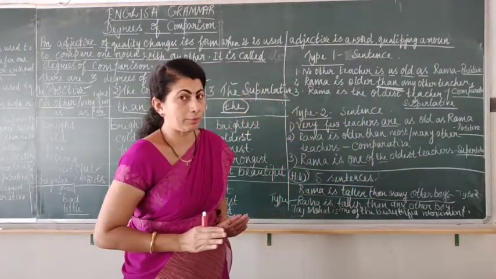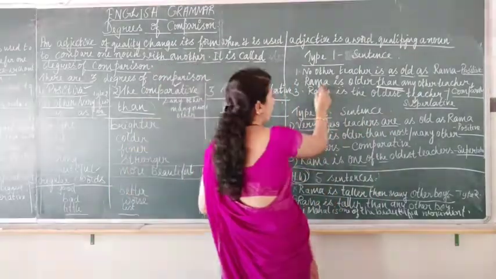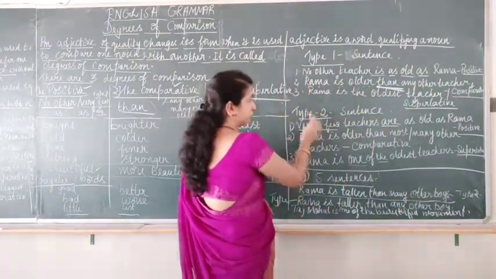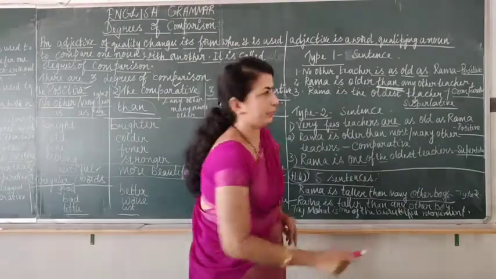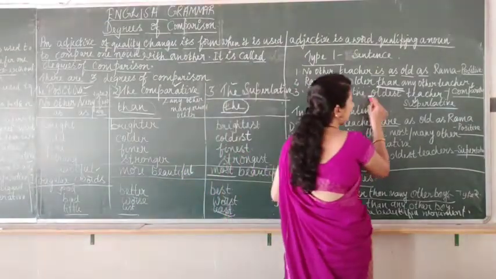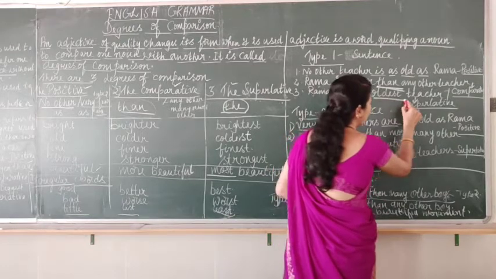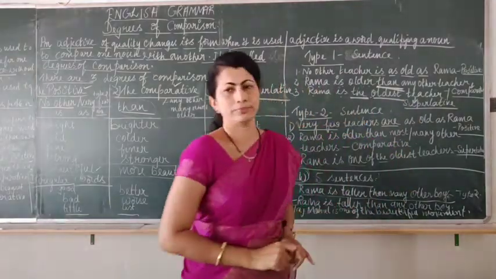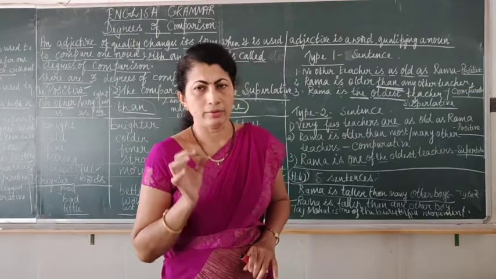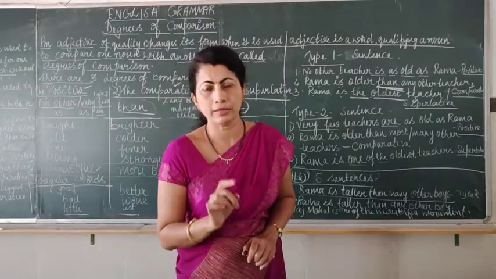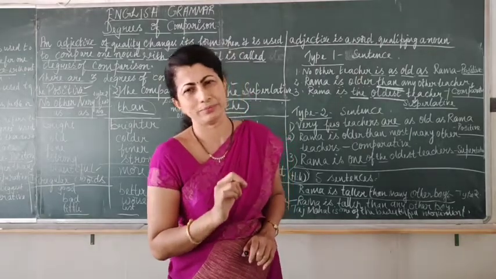Comparison between the two nouns. Rama is older than any other teacher. Now, superlative: Rama is the oldest teacher. I hope you got that. Now, seeing the sentence, I hope you are in a capacity to identify that.